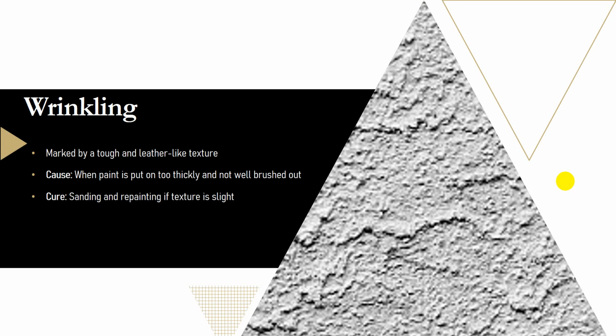It is marked by a rough and ladder-like texture. It occurs when a thick layer of paint is coated on the surface. In this case, the paint film shrinks and develops crawls on the surface. The cause is when paint is put on too thickly and not well brushed out, while the cure is sanding and repainting if the texture is light, and allowing the undercoat to dry completely prior to the application of the final coat.